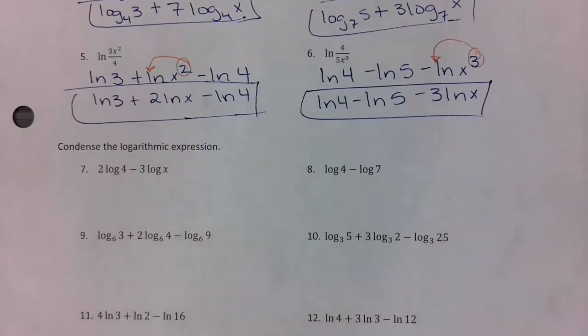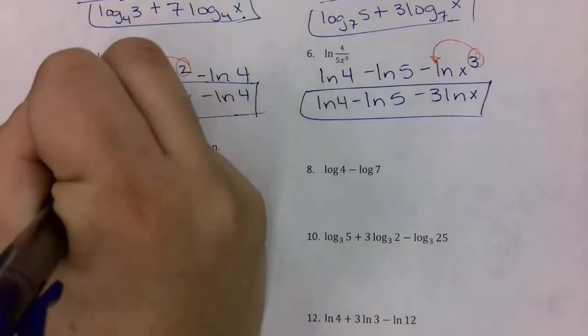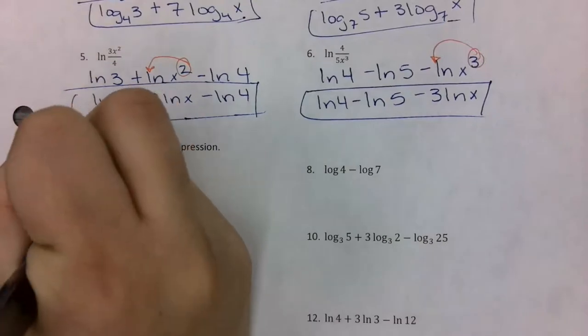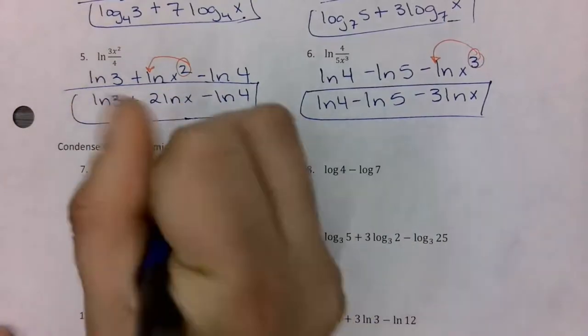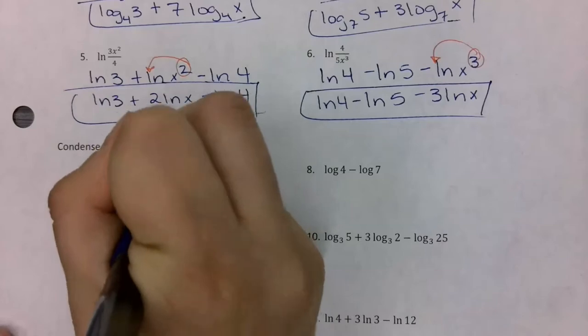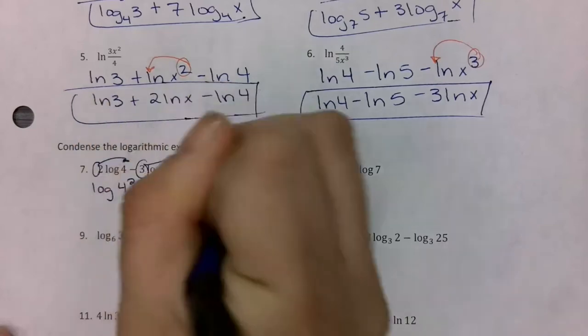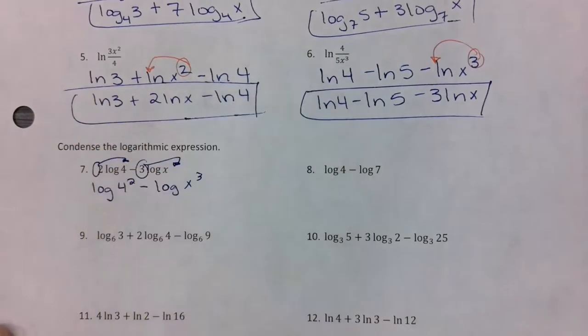Number 7 through 12 are the backwards of what I did from 1 through 6. So I'm trying to make it shorter. So what I first want to do is I want to put my exponents back. So I'm going to have log 4 squared, and then minus log x cubed.